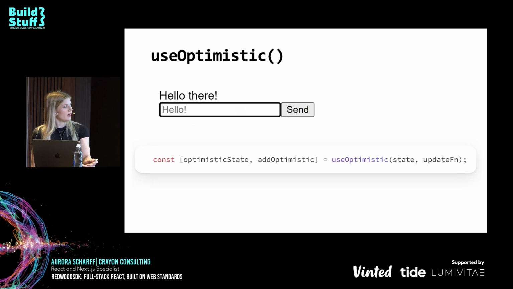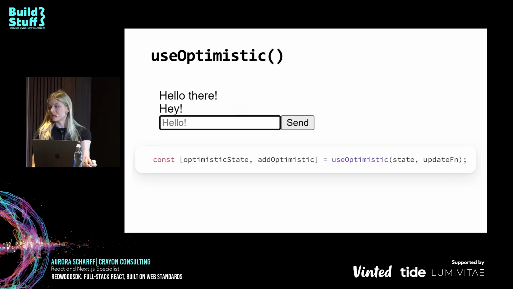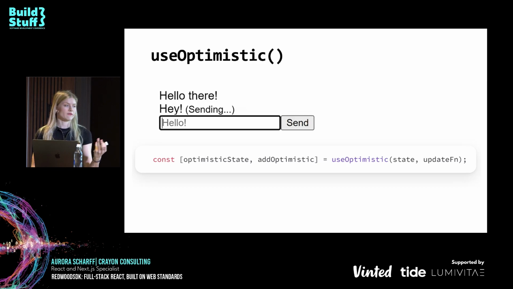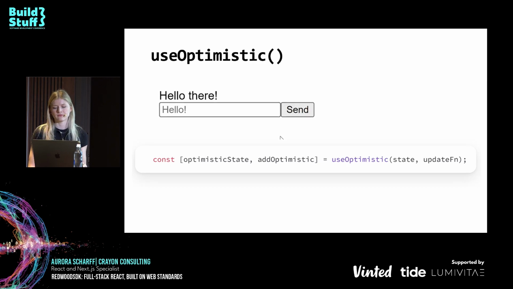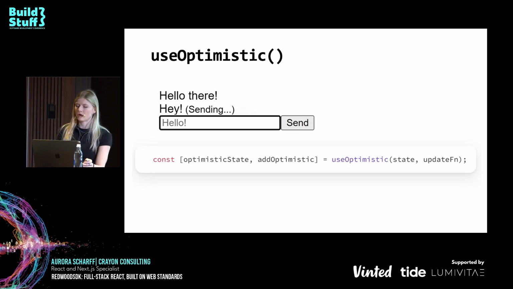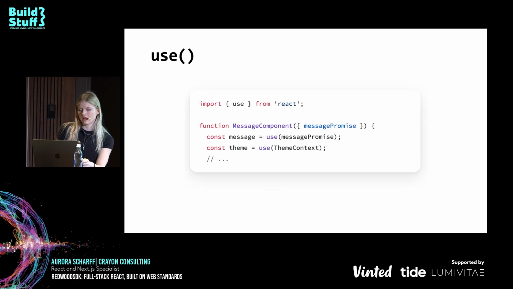And we have another common UI pattern that a React 19 hook can solve, which is optimistic updates. So we can display an optimistic state while an async request is running. For this, we have this hook, useOptimistic, which we can use in connection with asynchronous actions while they're being completed.